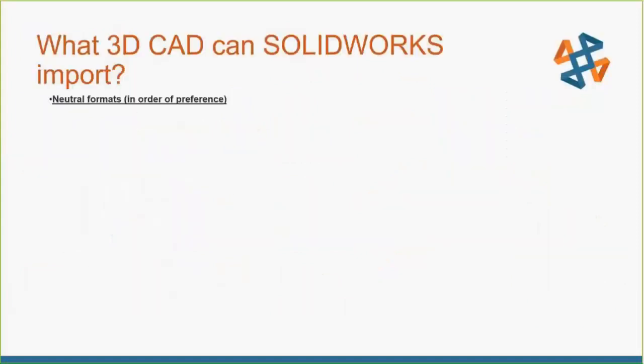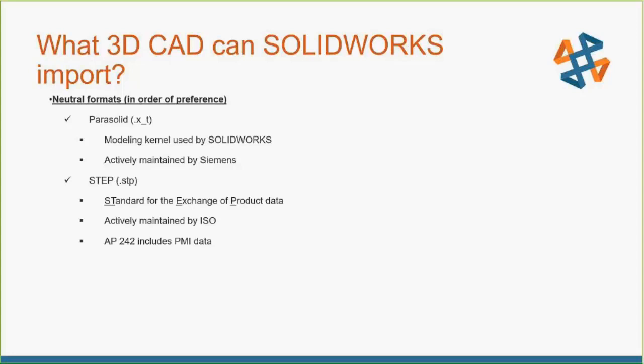So at this point, it makes sense to stop for a minute and talk a little bit about what file types we can use inside of SOLIDWORKS. From a neutral file format standpoint, this is our order of preference. One, first and foremost, would be Parasolids. That's the kernel that's used by SOLIDWORKS, and it's an actively maintained format, so that's a good one to use. Then the standard STEP file, up to STEP 242, which includes PMI data, and that's actively maintained by the ISO group. And then we've got the ACIS kernel, which is also actively maintained by Dassault.